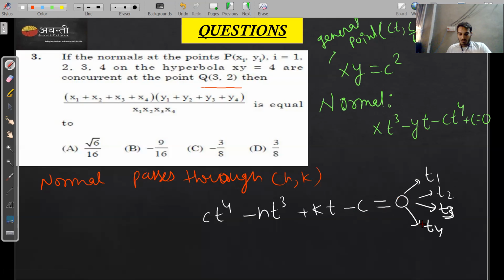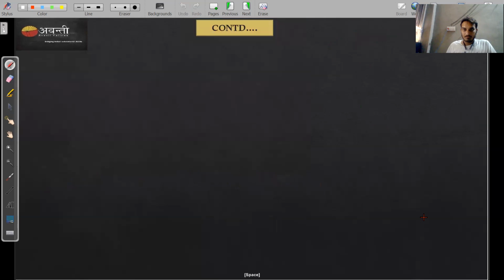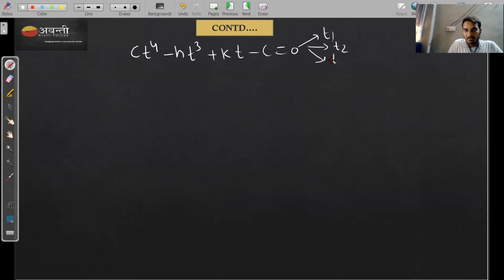So this is the equation that we got. I'm writing this equation again: c t raised to the power 4 minus h t cube plus kt minus c is equal to 0, which has 4 roots t1, t2, t3 and t4. So what is the sum of roots? Sum of roots is sum of t1, which is minus b by a, which is h by c. So it implies I'm taking c on the left hand side.